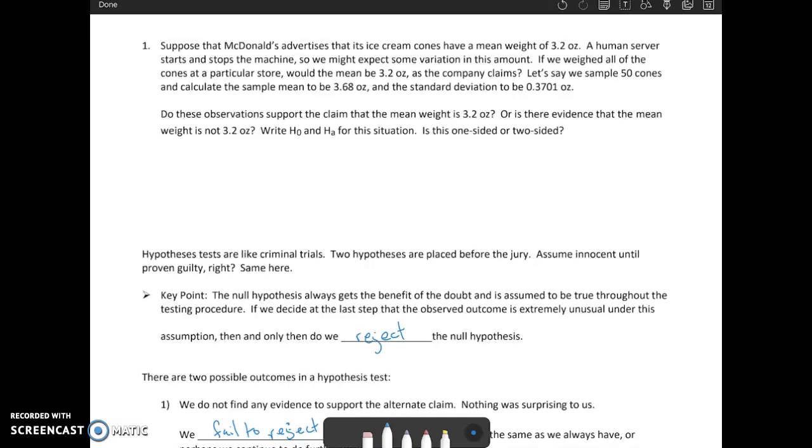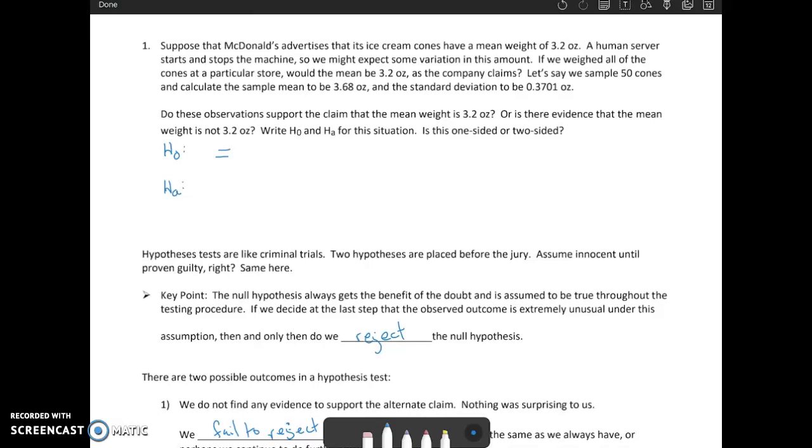Okay, so I'm going to start with just labeling. I'm going to write H sub naught, and I'm going to write H sub A. Again, these are just the labels. That's not actually part of the statement. Now we need to write a null and an alternative. So the null is always going to have an equal to sign for us. I'm just going to write an equal to sign.